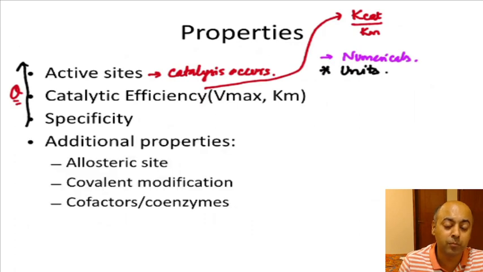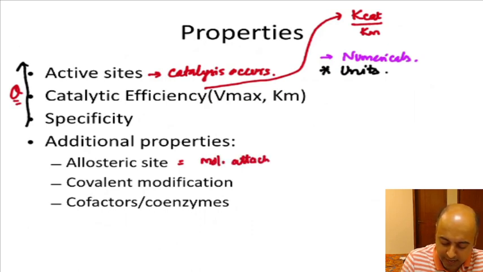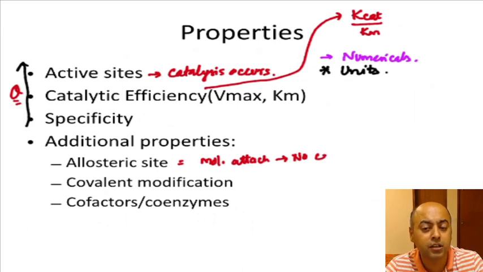In addition, they may also have an allosteric site. What happens here? Molecules will get attached, but there is no catalysis here. Molecules will get attached, but the catalysis does not occur at this site.